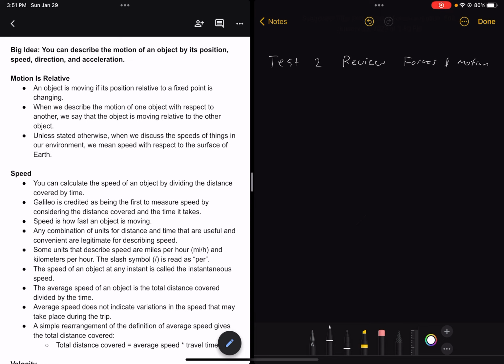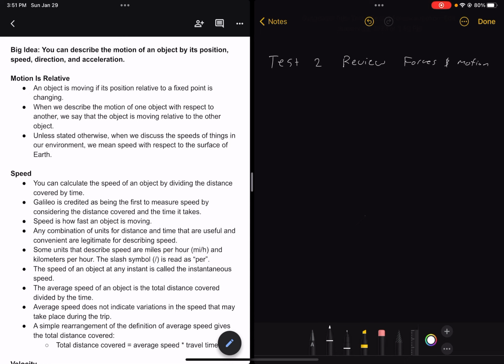So I'm going to try to go through this as quickly as I can to make it as efficient as possible. All right, so first things first, we talked about motion. We talked about ideas like position, speed, direction, acceleration, and velocity, and we use these quantities in order to do calculations. So, going over the very first outline, motion is relative.